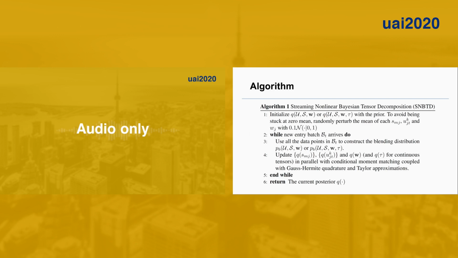Here is the outline of our inference operation. First, we initialize the posterior with some prior. Then, for each incoming batch of data, we use all the data points in this batch to construct a blending distribution and update the posterior in parallel with conditional moment matching. And we could continue this process until finished.